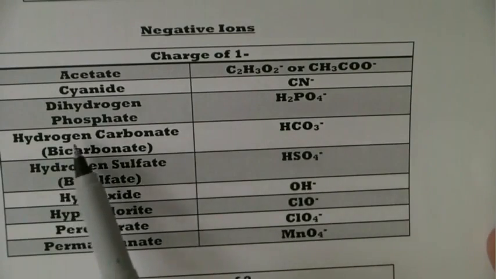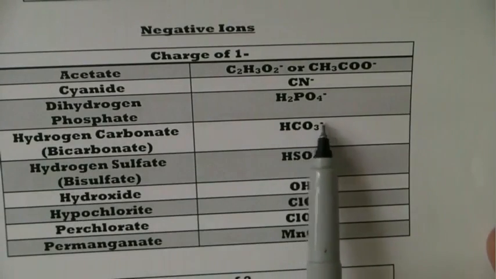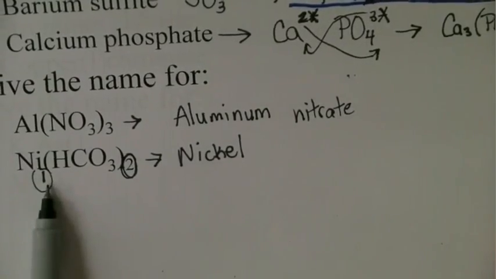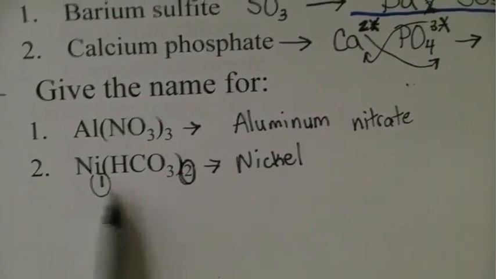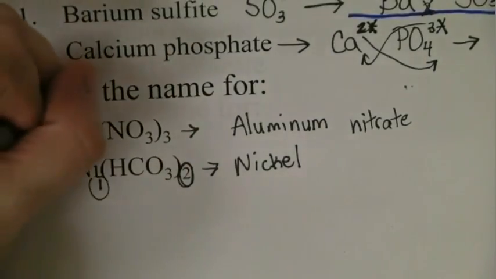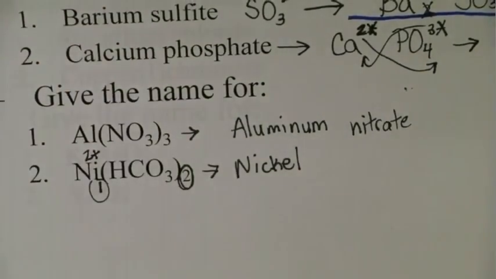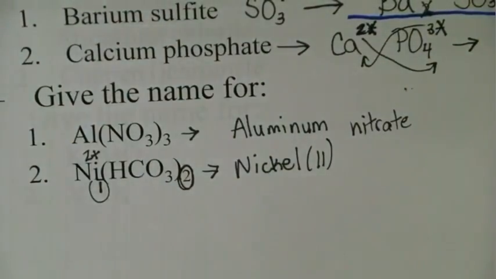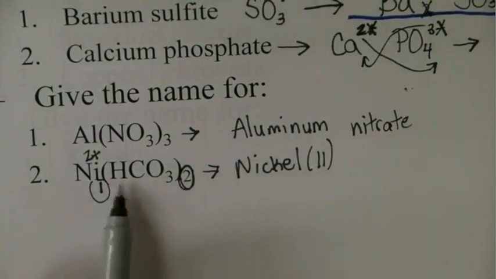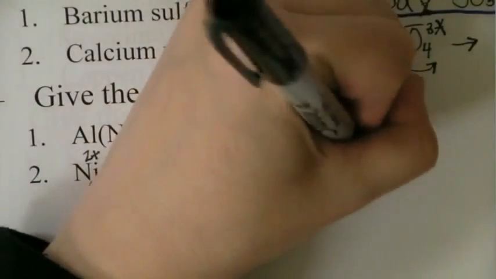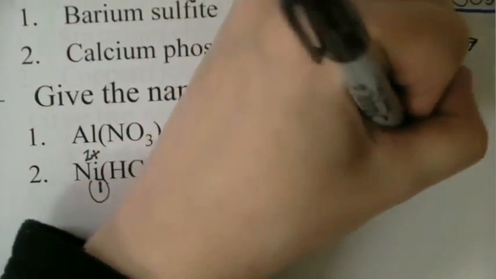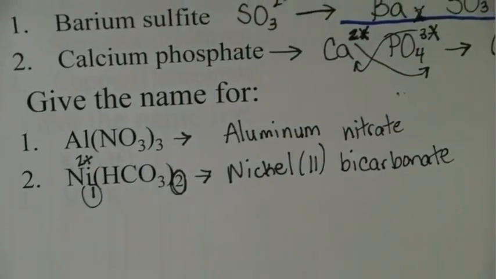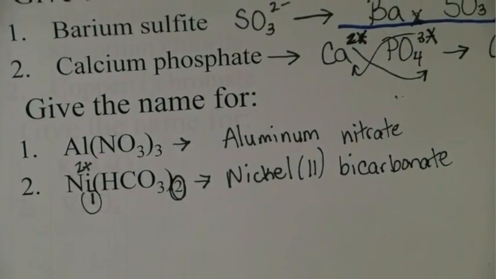So bicarbonate, HCO3, and notice it has a -1 charge, which means it had a -1 charge here as well. It wasn't simplified at all. So it means that this originally had a -1, which means this had to be nickel with a +2 charge. So this is nickel 2. We just looked this up. That is bicarbonate. So that is nickel 2 bicarbonate. Nickel 2 bicarbonate. And that's it.